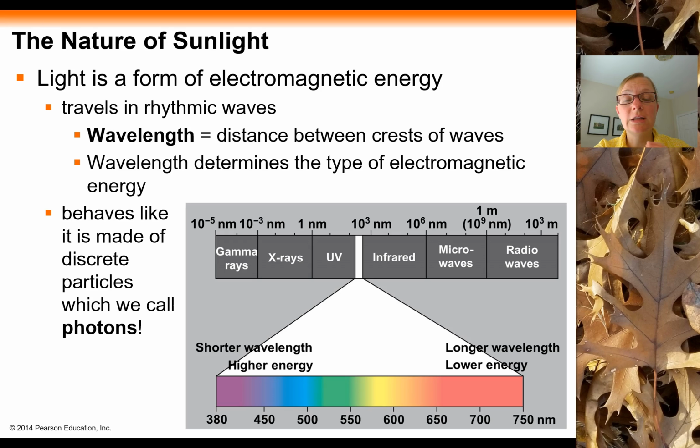All right, so light, we know that it's a form of electromagnetic energy. Right? It's a form of kinetic energy, and it travels in these rhythmic waves. If we measure the distance between adjacent crests, that distance is considered the wavelength. Right? How long is that distance between the two tops of waves that are next to each other. And the wavelength will determine the type of electromagnetic energy that you're dealing with. Not all electromagnetic energy is the same.